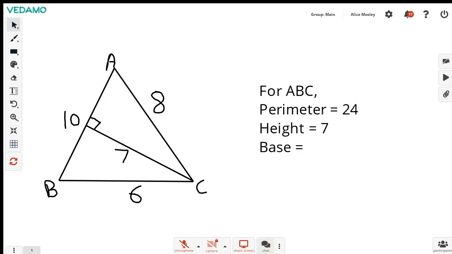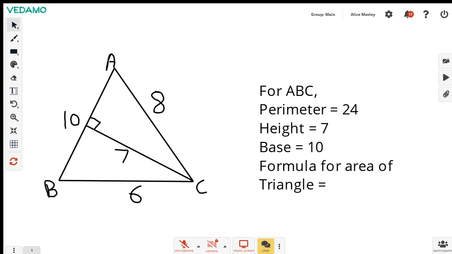So base is 10. Now the formula for the area of a triangle is equal to base multiplied by height, divided by 2. So the area for the triangle is base multiplied by height divided by 2. You know the base, you know the height. Can you find me the area for this triangle ABC?